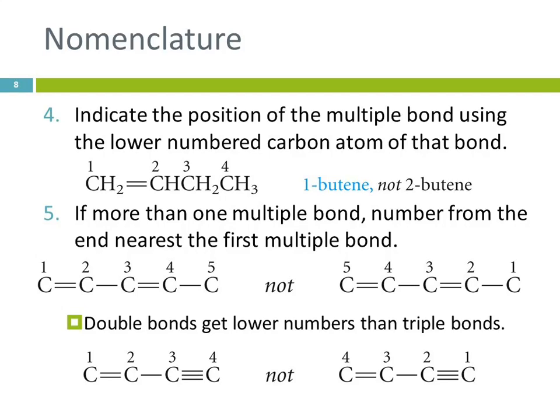We indicate the position of the multiple bond using the lower numbered carbon of that bond. So in this molecule, the double bond is between the end carbon and the second carbon in. And when we're numbering this, we're going to call this 1-butene. We're identifying where the double bond is. It starts at number 1. We're not going to call it 2-butene because that would mean the double bond was between the second and third carbon.